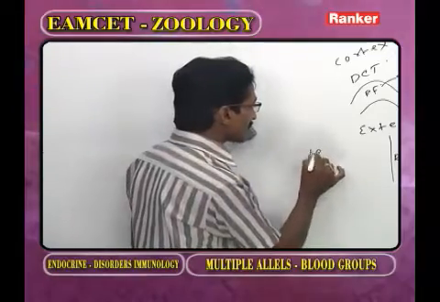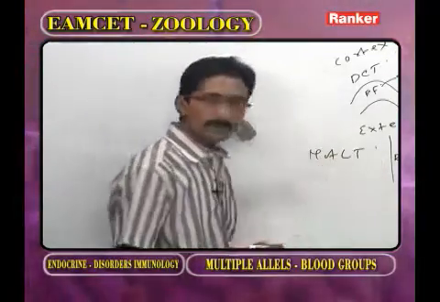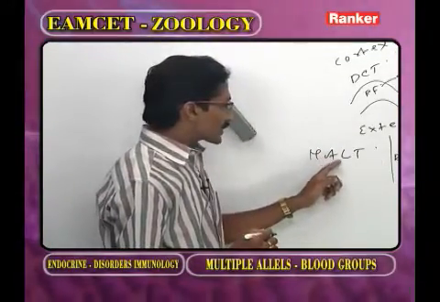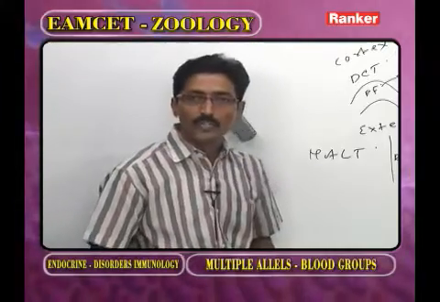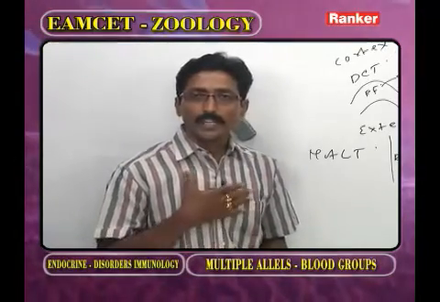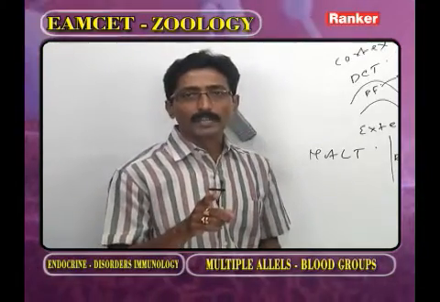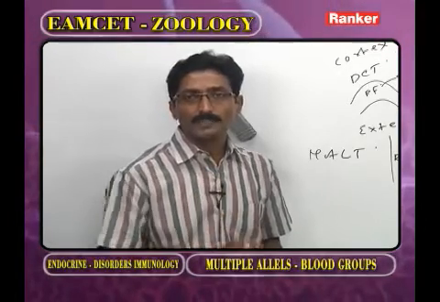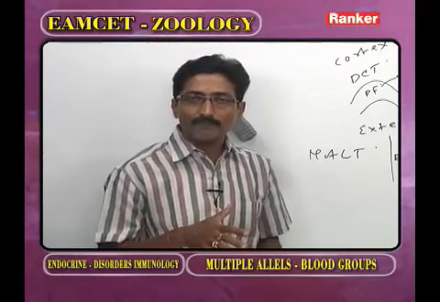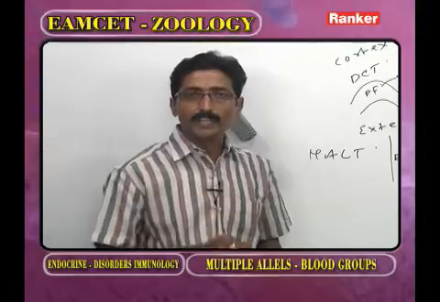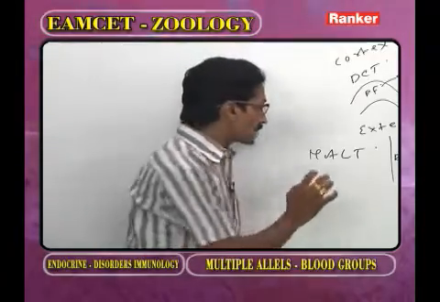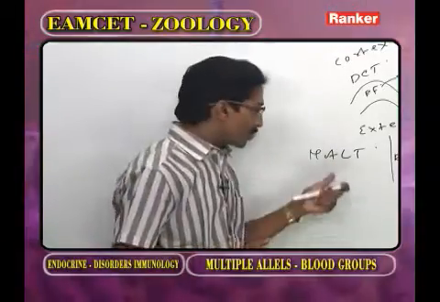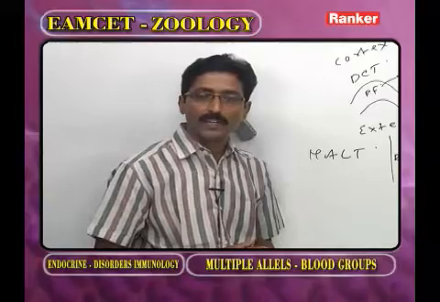Now, as we observe the MALT, mucosa associated lymphoid tissue. Again, repeating, in our body, what are the primary lymphoid organs? Bone marrow and thymus. And what are the secondary lymphoid organs? One is spleen, the lymph nodes, and MALT. Mucosa associated lymphoid tissue.